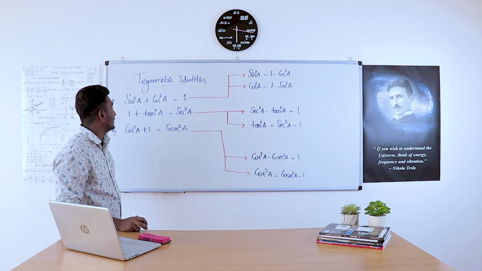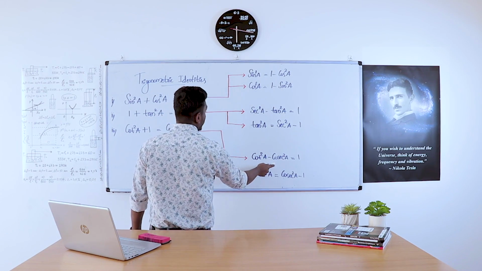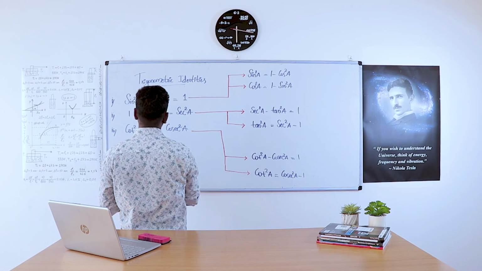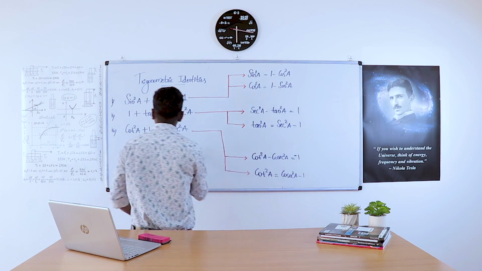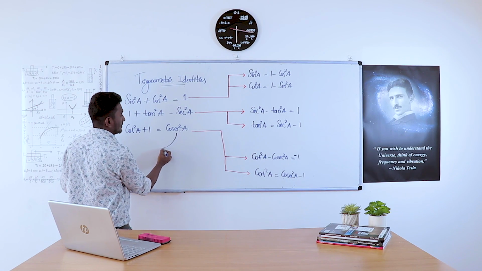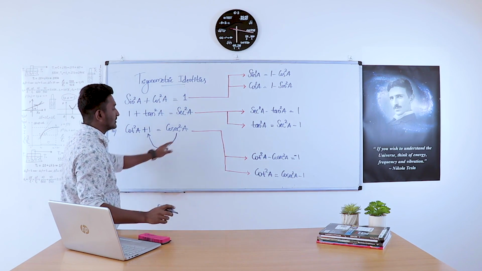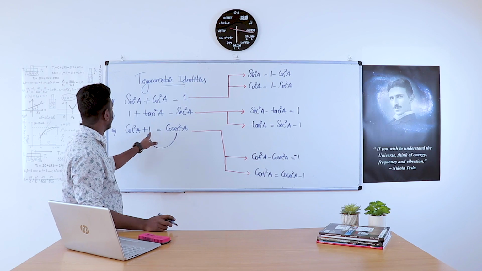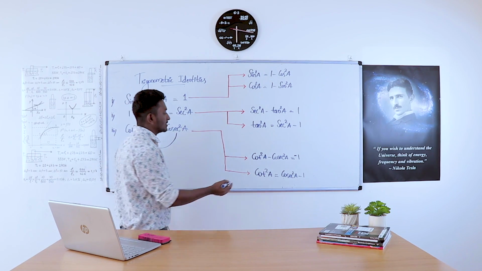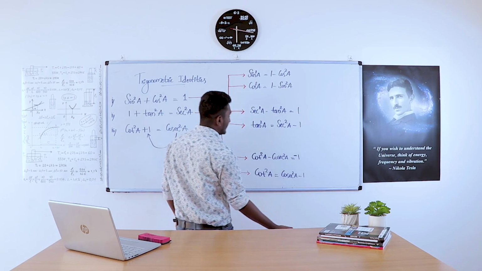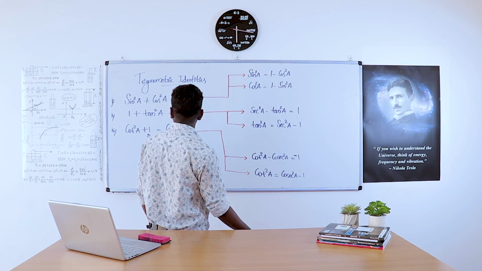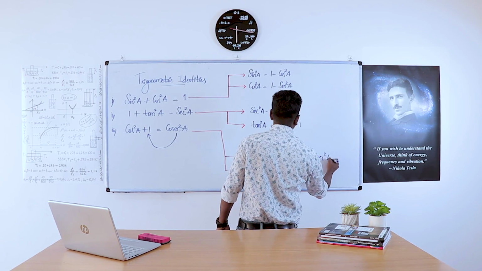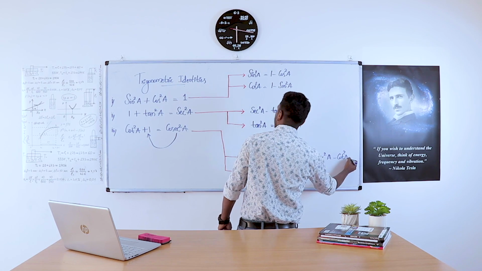Cot square a plus 1 equal to cosec square a. That is cot square a minus cosec square a equal to negative 1. So what happens? This cosec square a comes to the left side. Then it becomes cot square a minus cosec square a, and 1 comes to the right side. It becomes negative 1. So cot square a minus cosec square a equal to negative 1. Otherwise we can write cosec square a minus cot square a equal to 1.